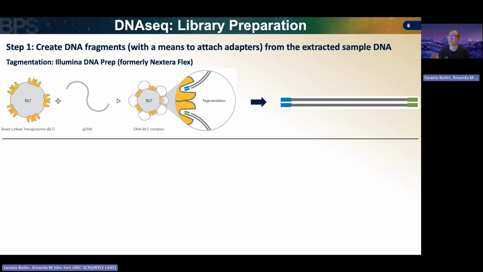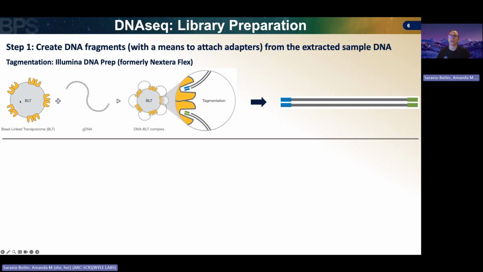And so I'm going to go over just 3 methods for how this is done. There are many more methods for how this is done in different library prep kits that can be used, I'm just going over 3 of them here. This first one is Illumina's DNA prep, which was formerly known as their Nextera Flex kit. And in this technology, it uses something called tagmentation.